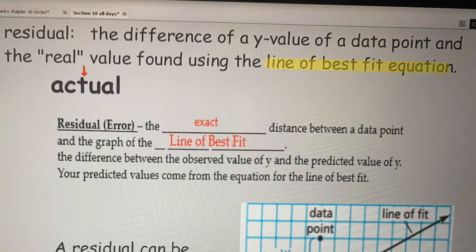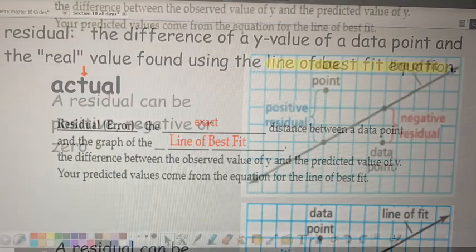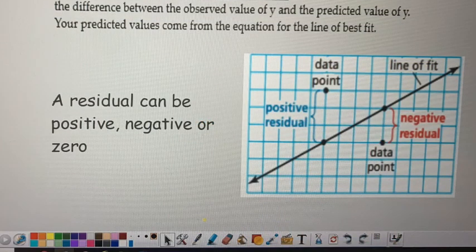Remember, in order to find the line of best fit, we have to take 2 points, find the slope, and then find b. And then we can have the line of best fit. A residual can be positive, it can be negative, or it can be 0. We can use these values to predict what the outcome is going to be in the line of best fit.